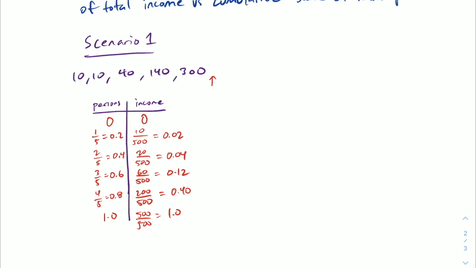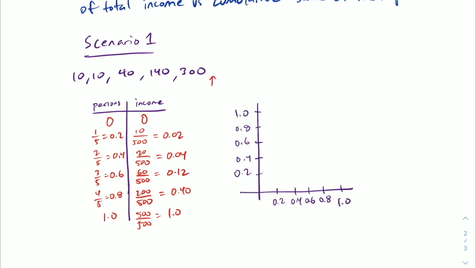So now we're going to plot this data. The first data point is 0, 0. Then we're at 2%, 4%, 12%, 40%, and then 100%. And the curve that best fits this data is called the Lorenz curve. For this set of data, it's y equals x to the 4.088.